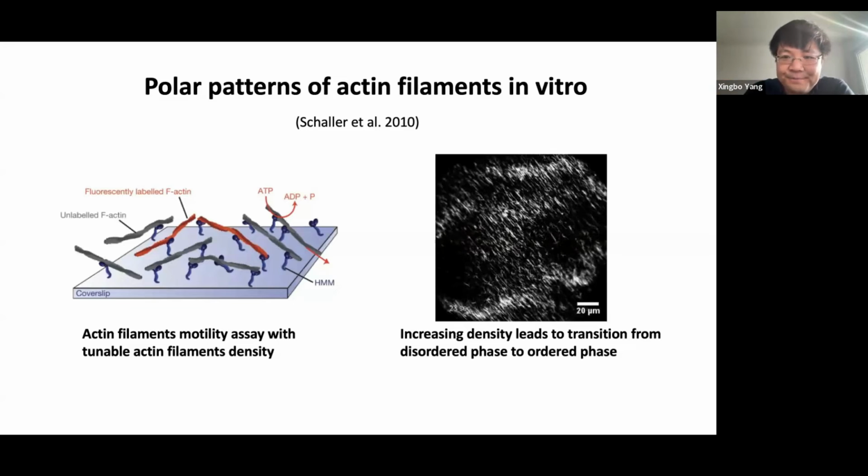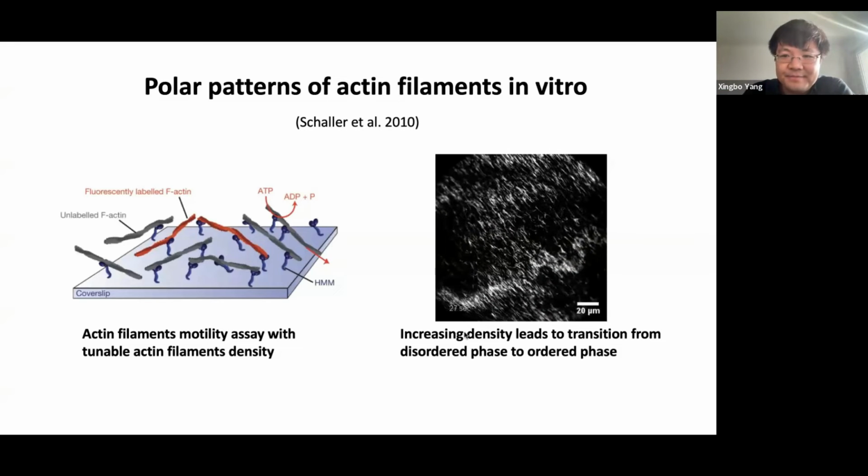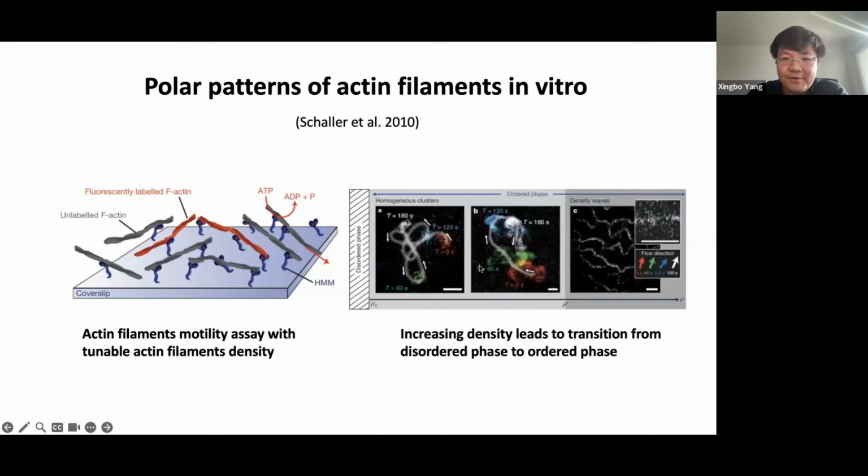All right, so now here's the phase diagram. If you have a very low density, you are in a disordered phase. Above a certain critical density, which can also be predicted from, for example, the Vicsek model, you enter into a polarized state. And in this case, of course, the reality is always more complicated.